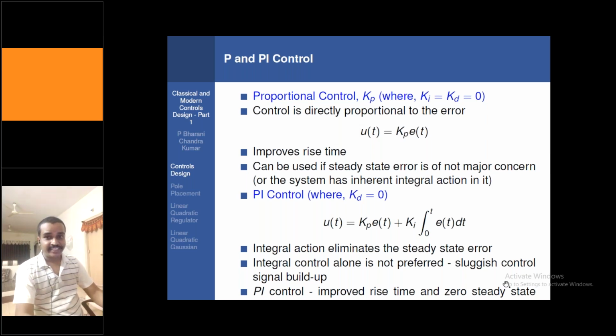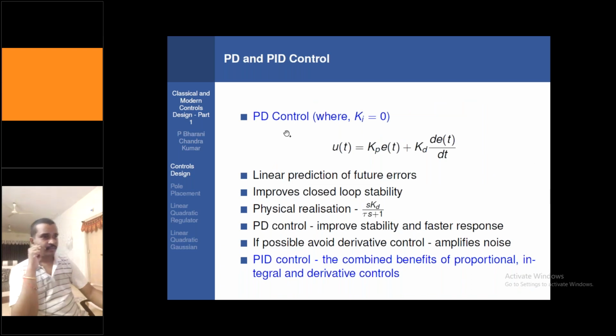So the next thing is a very dangerous one. The derivative action, though it is important, is dangerous in several aspects. Why it is dangerous, we will see. Another such combination is the PD controller, where we assume that KI is equal to zero. That means due to some inherent mechanisms inside your system, there is already an integral action, or you don't want the steady state error to go to zero. If some applications are like that, then what you want to use is PD. With the derivative action, you try to predict the future, and it improves the closed loop stability.